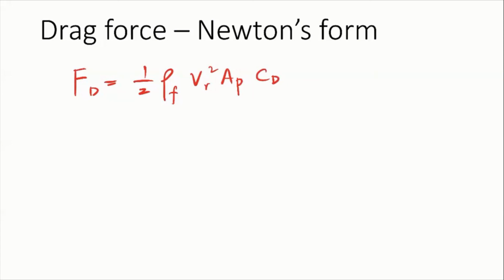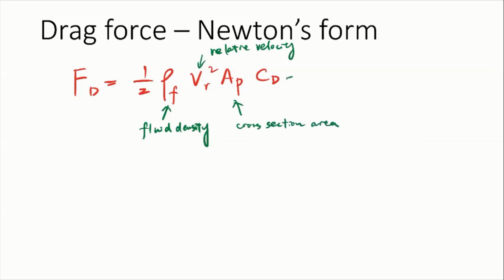We mentioned that rho F is the fluid density. V R is the relative velocity. A P is the cross-section area. And C D is the drag coefficient.